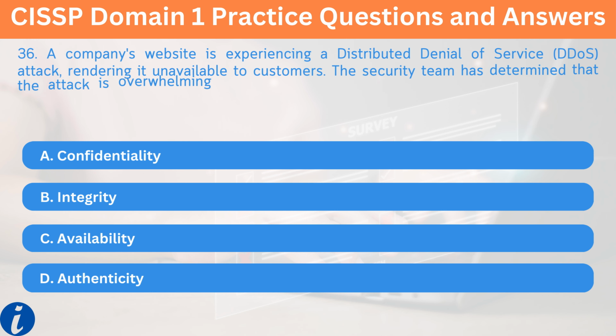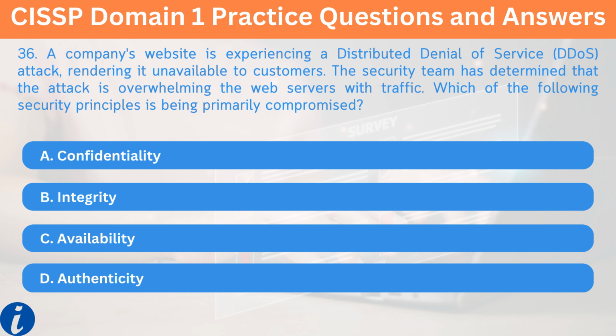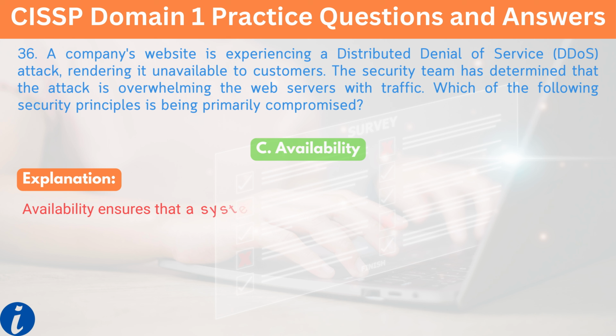36. A company's website is experiencing a distributed denial of service (DDoS) attack, rendering it unavailable to customers. The security team has determined that the attack is overwhelming the web servers with traffic. Which of the following security principles is being primarily compromised? A. Confidentiality. B. Integrity. C. Availability. D. Authenticity. The correct answer is C.